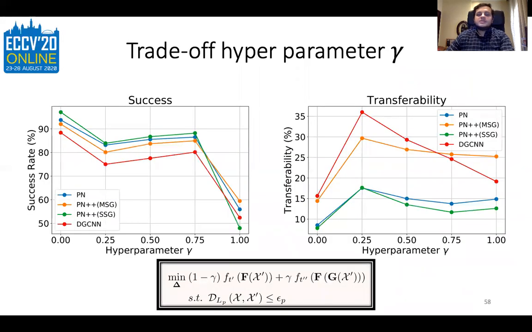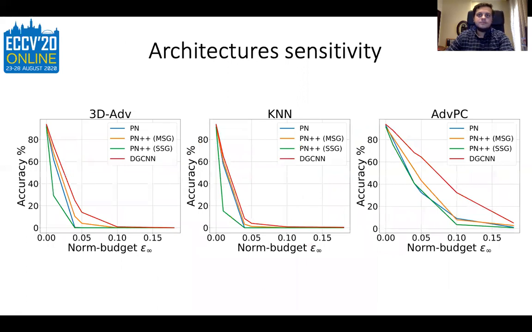We plot success and transferability against different values of our hyperparameter gamma. As gamma increases between 0 and 1, success drops and transferability varies. We pick gamma equals 0.25 to balance both success and transferability. Furthermore, we observe intrinsic sensitivities for different 3D architectures. Different networks behave differently under adversarial perturbation. DGCNN is the most robust network in general.